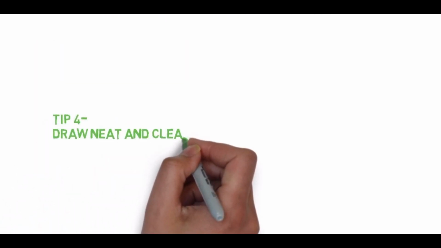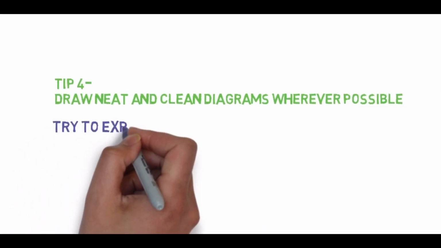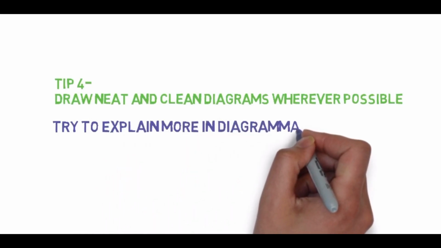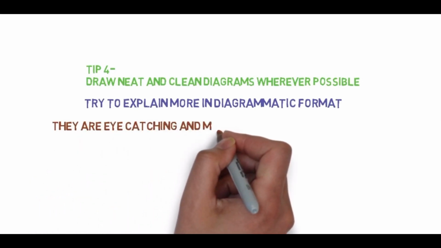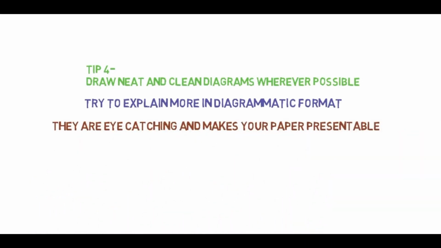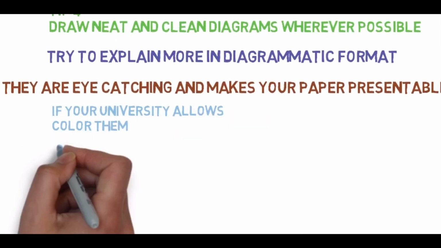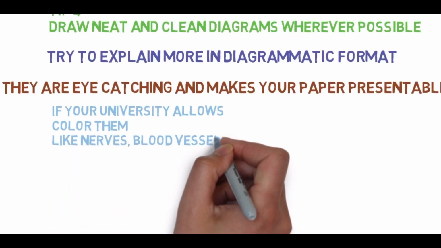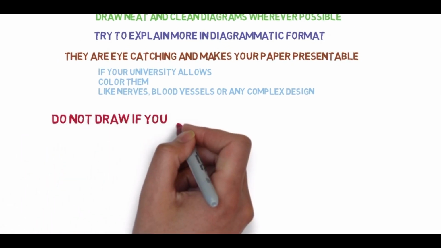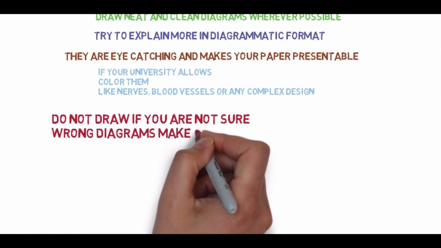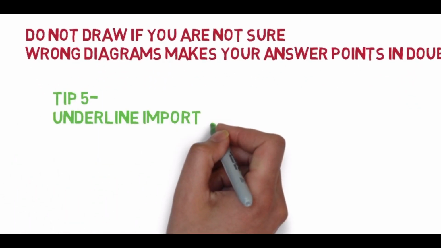Tip number 4. Draw neat and clean diagrams wherever necessary. Try to explain more in diagrammatic format. They are eye-catching and make your paper presentable. If your university allows you to color, you can use colors. You can color the areas such as nerves, blood vessels, capillaries, or any complex design. Do not draw if you are not sure. A wrong diagram puts your answer in doubt.